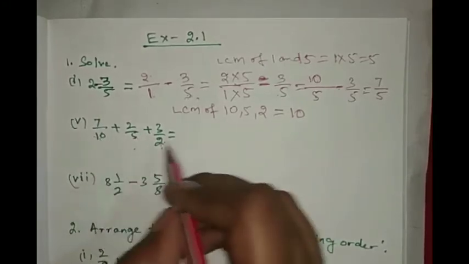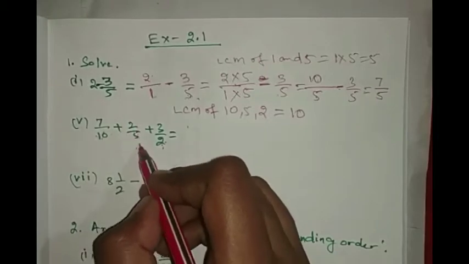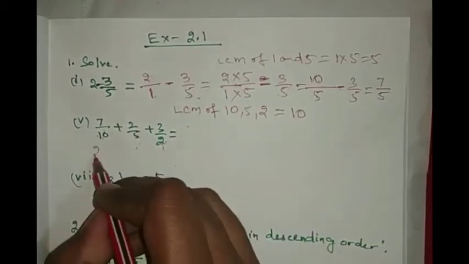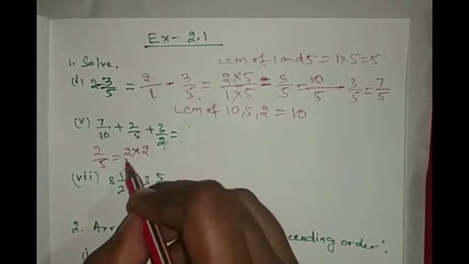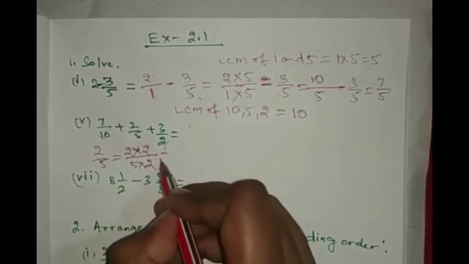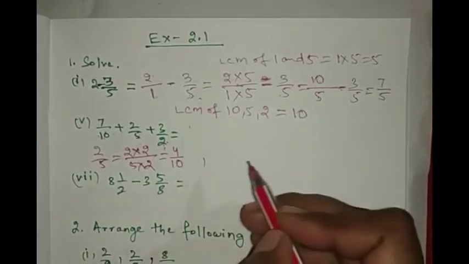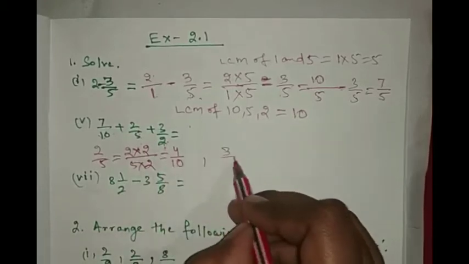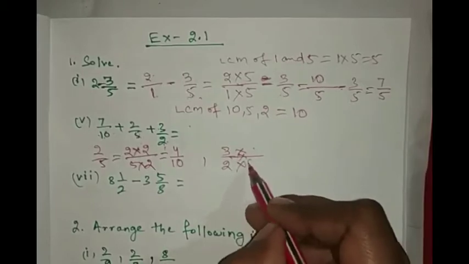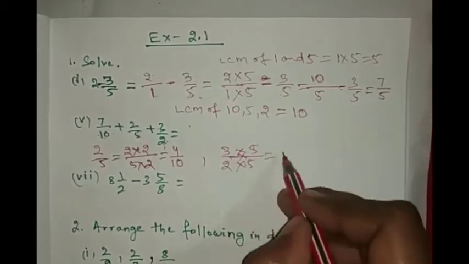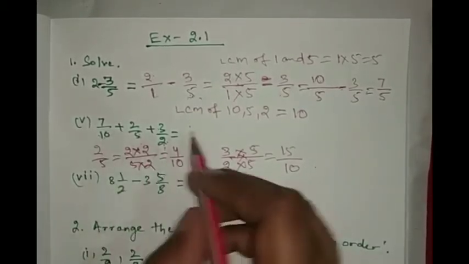So already 7 by 10 is there. Now convert 2 by 5 and 3 by 2. 2 by 5 equals 2 into 2, 5 into 2, what we get is 4 by 10. Then convert 3 by 2: 3 into 5, 2 into 5, that is 15 by 10. So now we get like fractions, right?